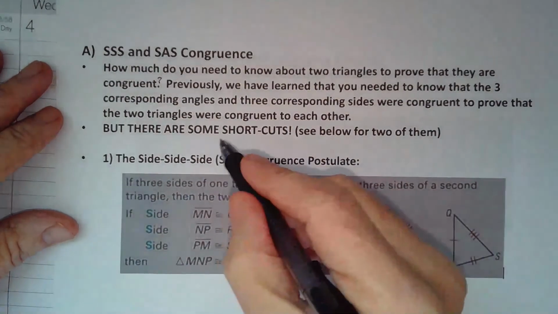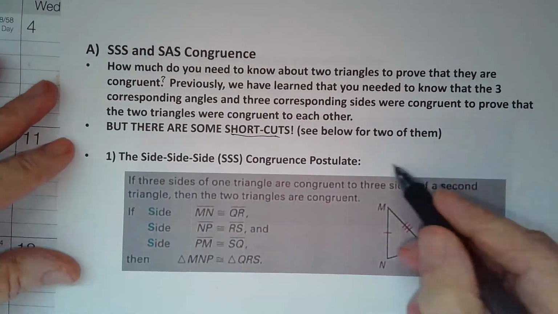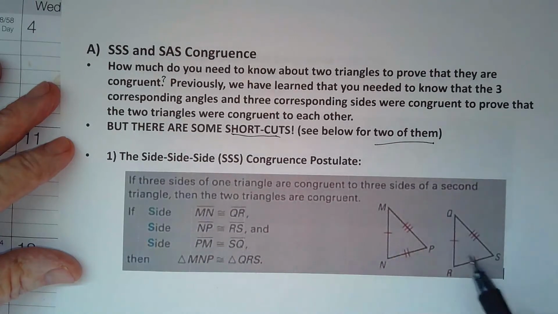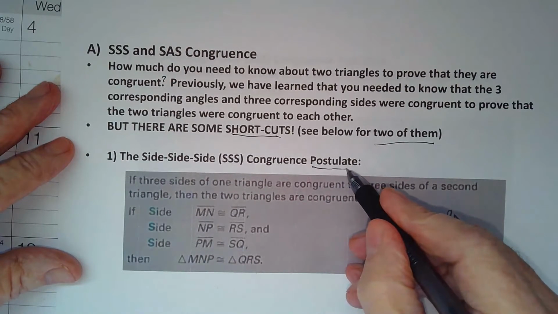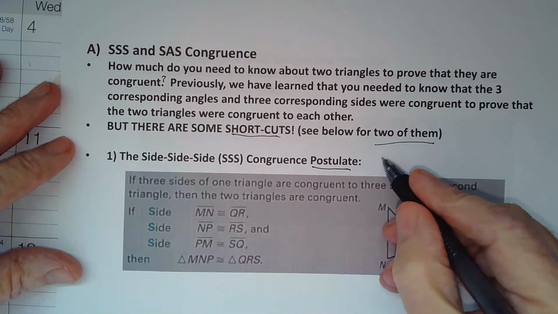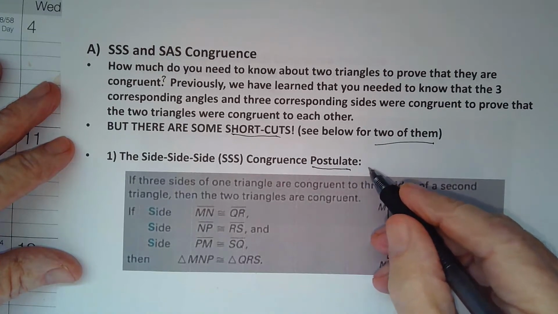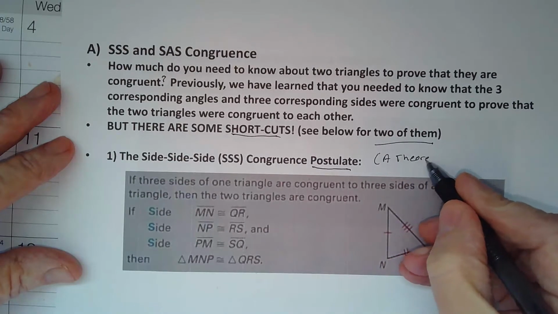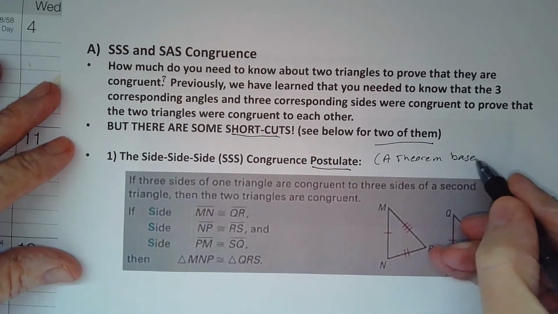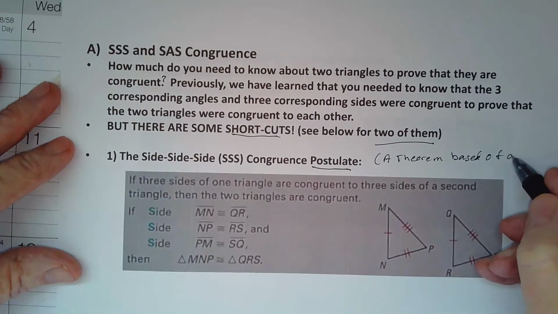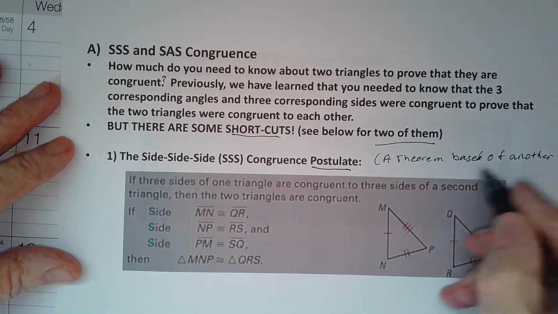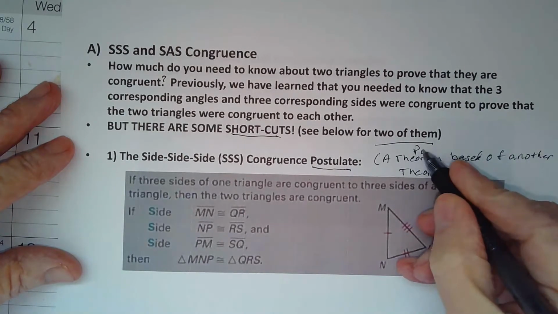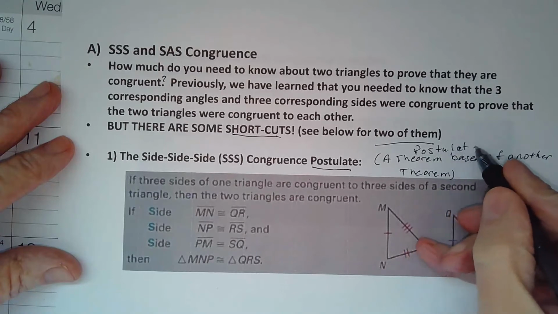But the good news is that there are some shortcuts. And so we're going to look at two of them today. The first one being side, side, side congruence. This is the postulate for it. And remember, postulates are basically theorems based on other theorems. So this is really a theorem based on another theorem, sort of an offshoot. That's what a postulate is, okay? I think we've mentioned this before.